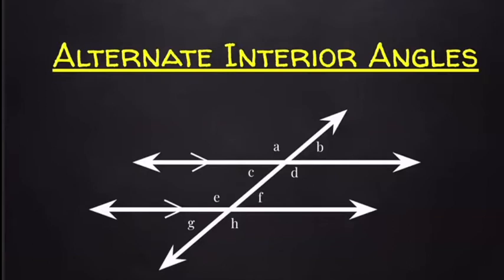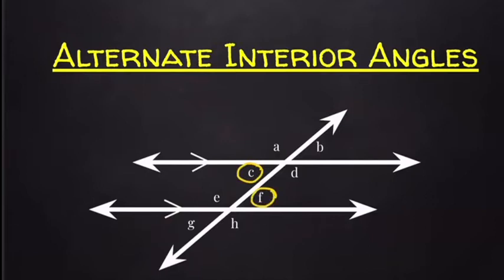So our next angle is called the alternate interior angles. Now remember, alternate means on either side of the transversal. This is the transversal. So that means one of the angles would be on the left side, the other angle would be on the right side. So in this case, an example of an alternate interior angle would be angle C and angle F.